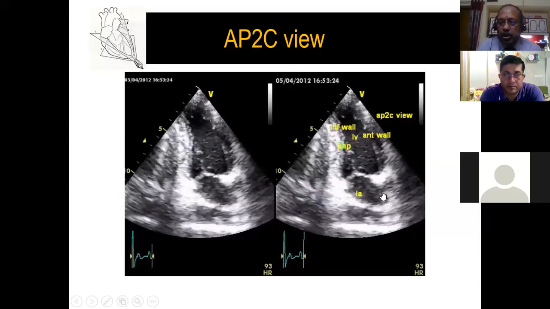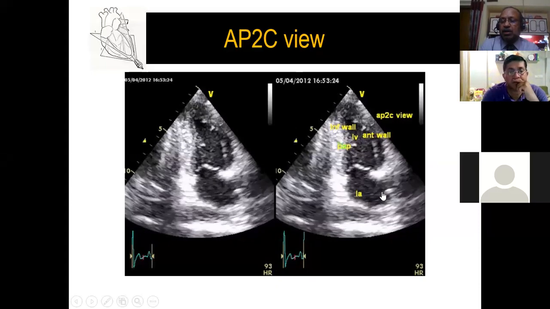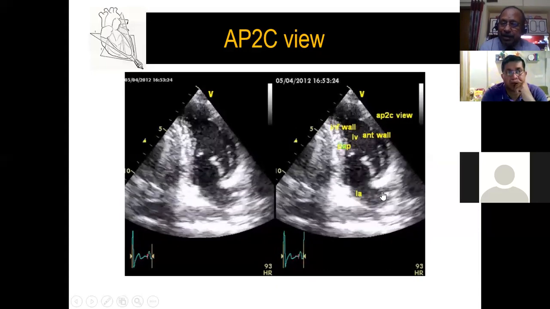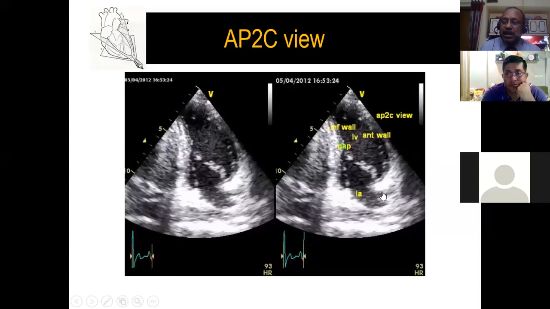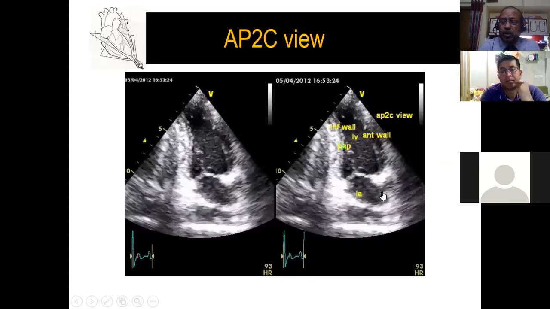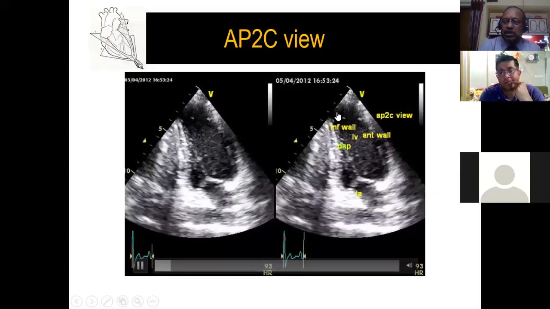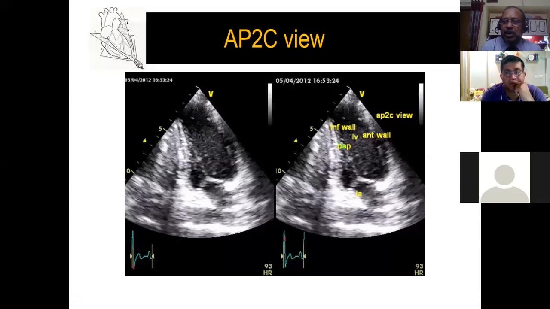Now, from 2 o'clock position, counterclockwise rotation of the transducer. The position remains the same. We are just parallel to the heart. And now our index marker is going from 3 o'clock or 2 o'clock position back to 12 o'clock position. As we rotate counterclockwise back to 12 o'clock, this becomes anterior wall, this becomes inferior wall. And this inferior wall again has got a papillary muscle. As we said in the beginning, there are two papillary muscles. One is attached to the posterolateral wall, the second to the inferomedial wall.